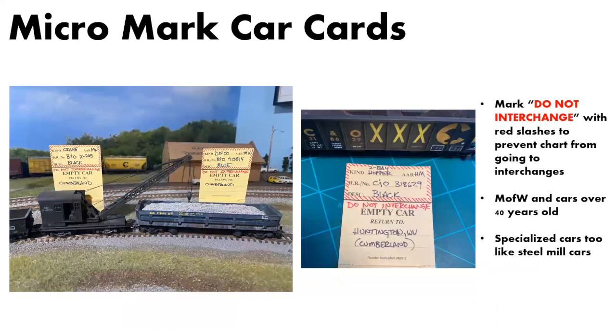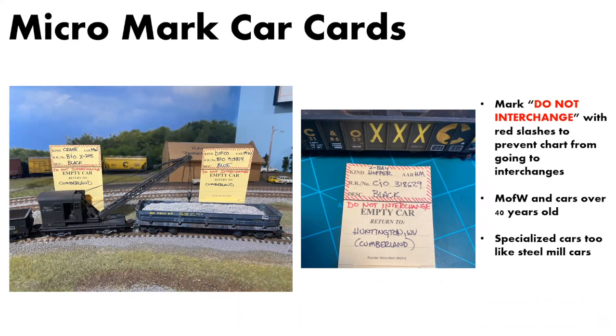I've done something I don't know of any other modelers who have done. On my car cards for ones that don't interchange, I put these hashed red lines and "do not interchange" in big letters. There's a number of cars that don't interchange, in other words, cars exempt from going to an interchange track and to anybody else's railroad. Maintenance of way equipment is the biggest one, but also any car over 40 years of service in my era is not allowed to be interchanged.